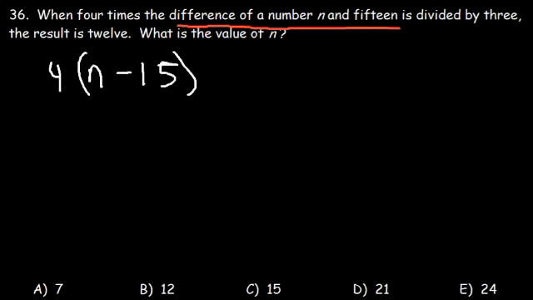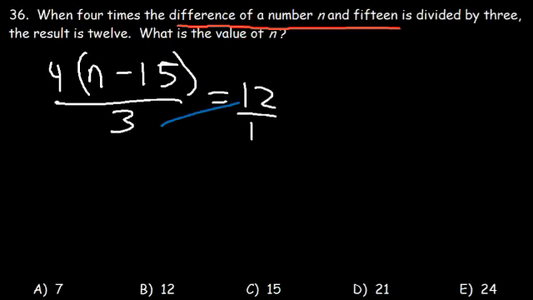And this is divided by 3. And when it's divided by 3, the result is 12. So the result means equal. So now our goal is to solve for n. We can write 12 as 12 over 1. And since we have two fractions separated by an equal sign, we can cross multiply. So 3 times 12 is 36. And 1 times 4 times n minus 15 is 4n minus 60 if you distribute the 4.